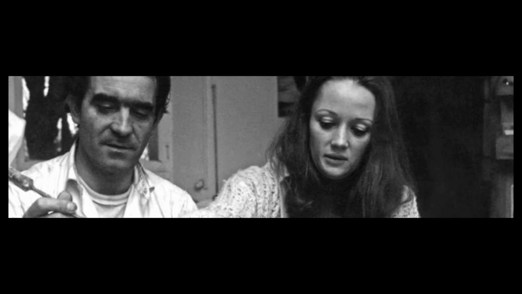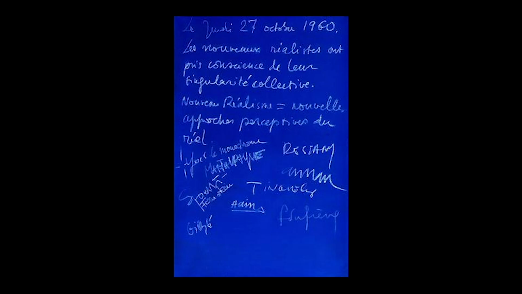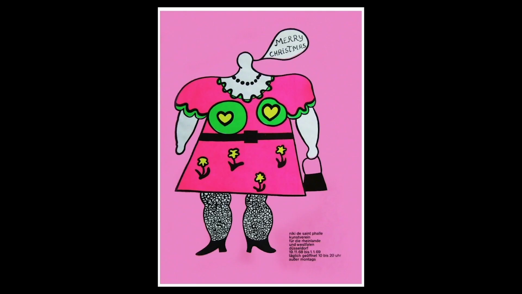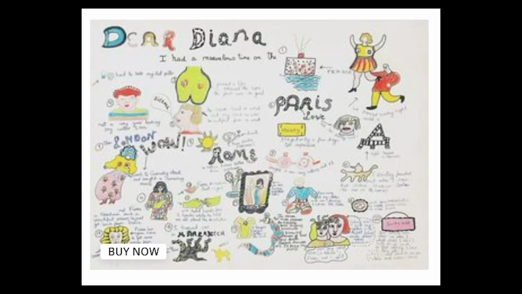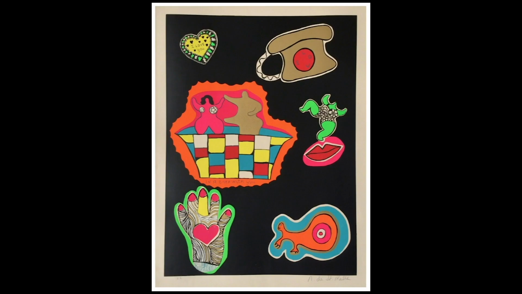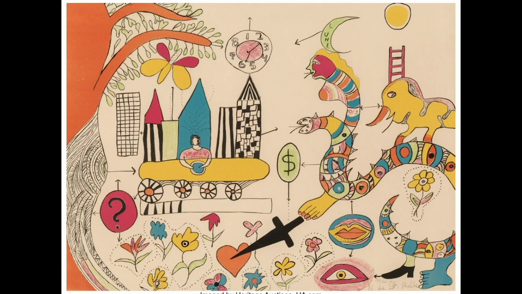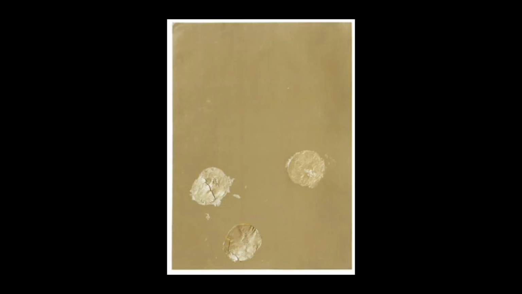Here you can see Yves Klein, Jean Tinguely, and his wife Niki de Saint Phalle, where you can see some prints and drawings that represent a part of New Realism, and Yves Klein's monochromes in different colors, mostly blue, because he was really in love with this color.